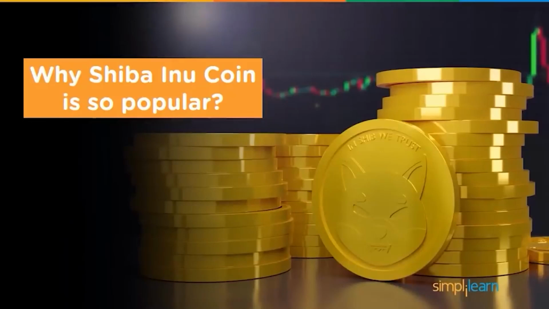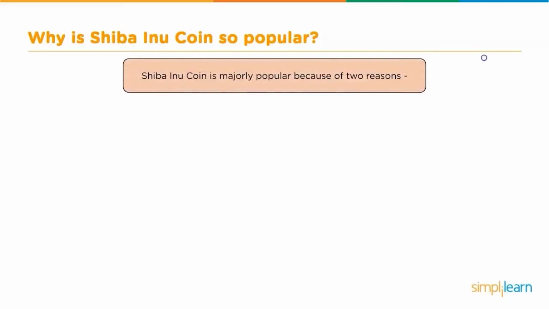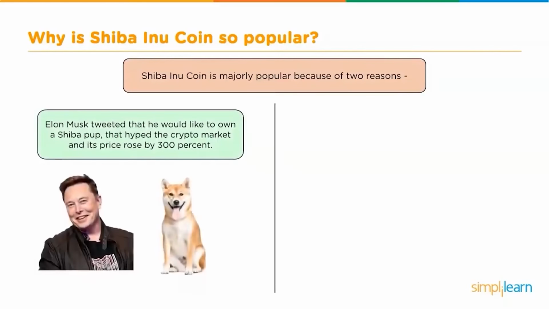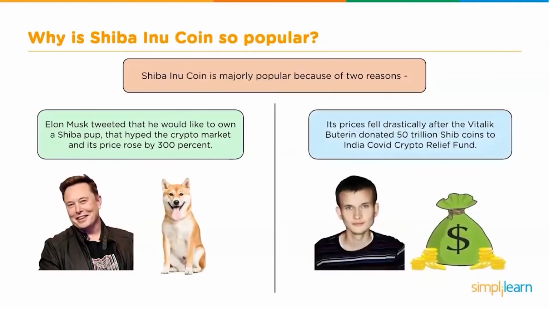Why is Shiba Inu coin so popular? Shiba Inu coin is majorly popular because of two reasons. Tesla founder Elon Musk has tweeted recently expressing that he would like to own a Shiba pup, which hyped the crypto market and its prices rose by 300%. On the other hand, its prices fell by around 40% after the founder of Ethereum blockchain network, Vitalik Buterin, donated 50 trillion Shiba Inu coins to the Indian government for the COVID relief fund of an Indian crypto entrepreneur, Sandeep Naiwal.